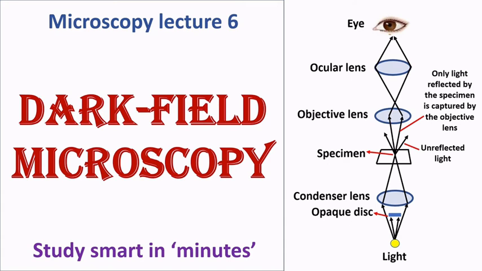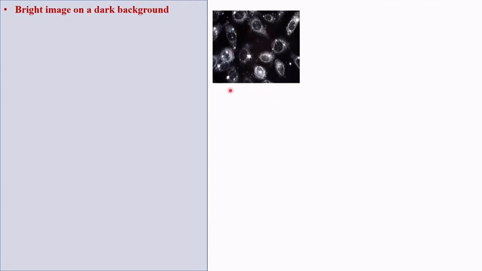So dark field microscope is basically a type of light microscope. It produces a bright image on a dark background. Hence the name is dark field. So this is how it looks like. Okay, bright image on dark background.